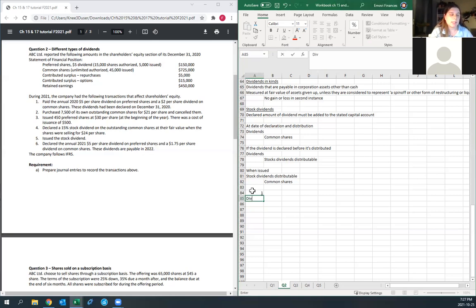So it's going to be dividends payable as a debit, and your credit is going to be cash. Sorry, I think I misspoke here, but you're going to pay them. The amount is going to be $5 per 5,000 preferred shares plus $2 per 45,000 common shares.